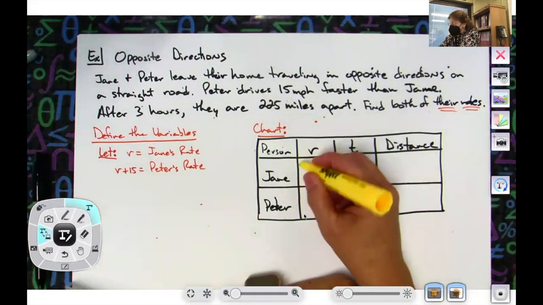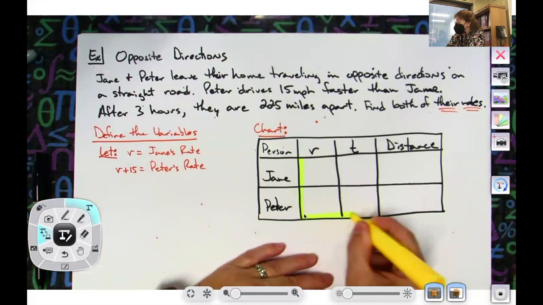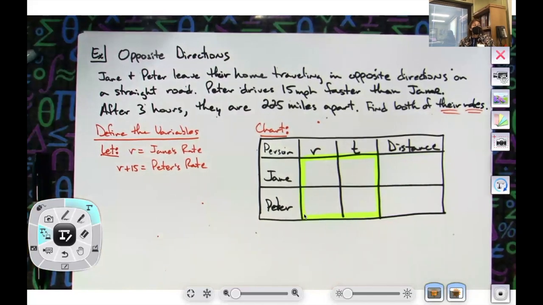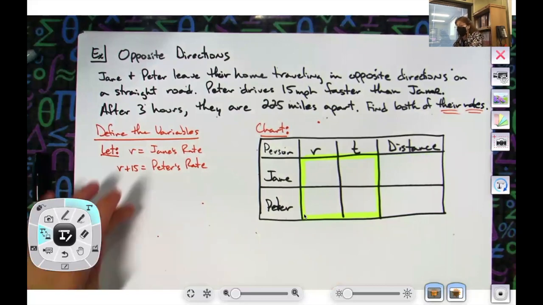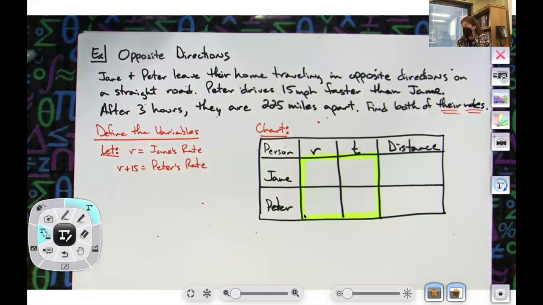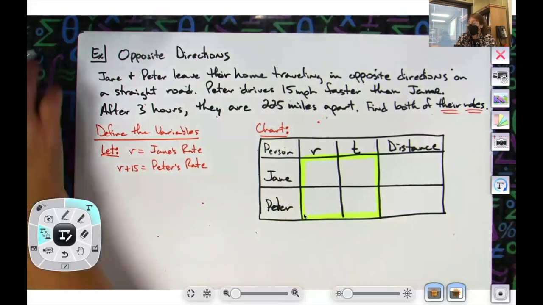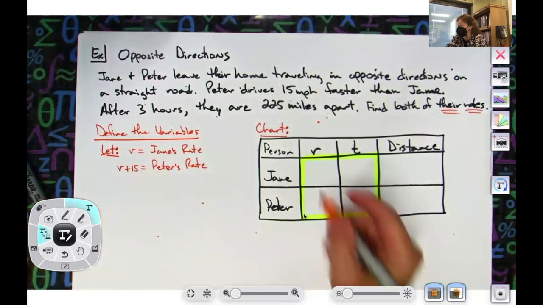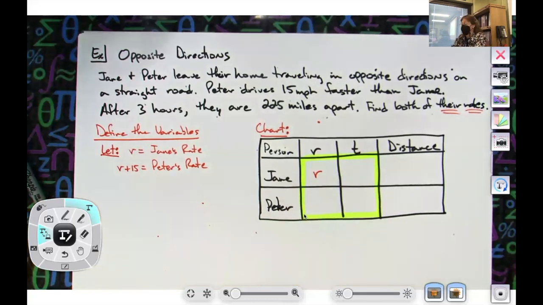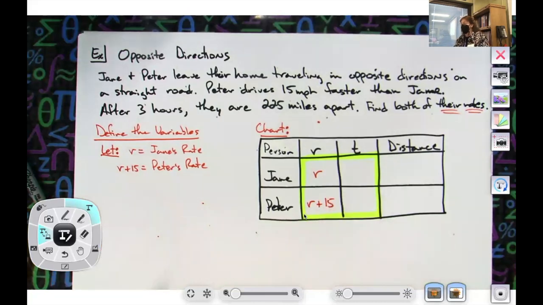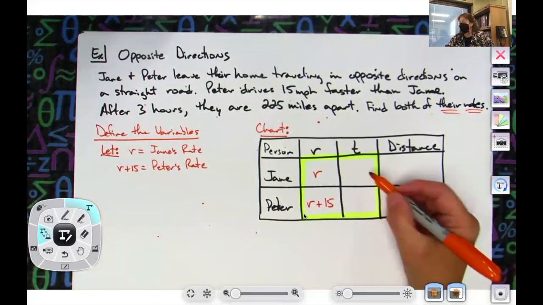Always, these four boxes are the important boxes. Those are the four boxes that you're going to fill in first. Now this time, when I defined my variables, I defined them in terms of my rate. So where am I going to fill in first from over here? Under the rate. All right, and we said Jane's rate is r, so we're going to be able to put an r right there for Jane. Peter's rate, we've already figured out what that is. That's a rate r plus 15. Okay, now that means I'm going to have to come up there to the story problem and come up with the time.